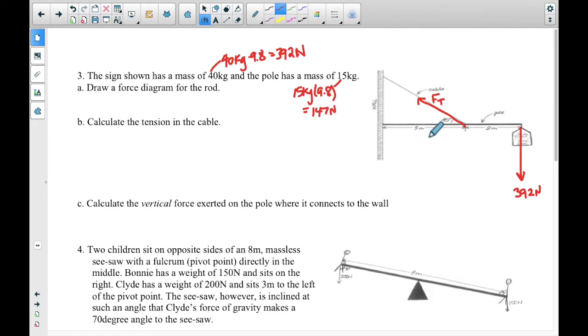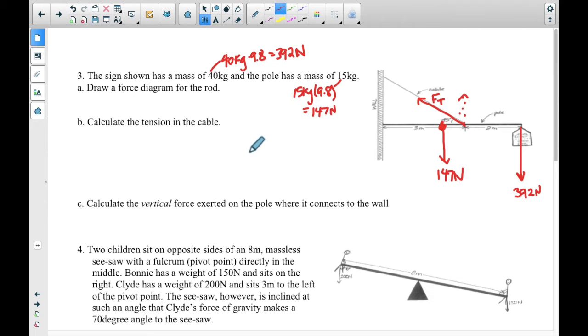If you look closely at your diagram, it shows you that this distance is 3 meters, this distance is 2 meters, so the whole thing is 5 meters long. And so I'm going to put my vector for the mass of the pole here in the middle at 2.5 meters. And so that is where I'm going to put my 147 newtons. Again, it's acting downward. The force of tension, of course, is acting up and to the left, so there is an upward component of it, and there's a leftward component of it. Okay, so we've done our force diagram.